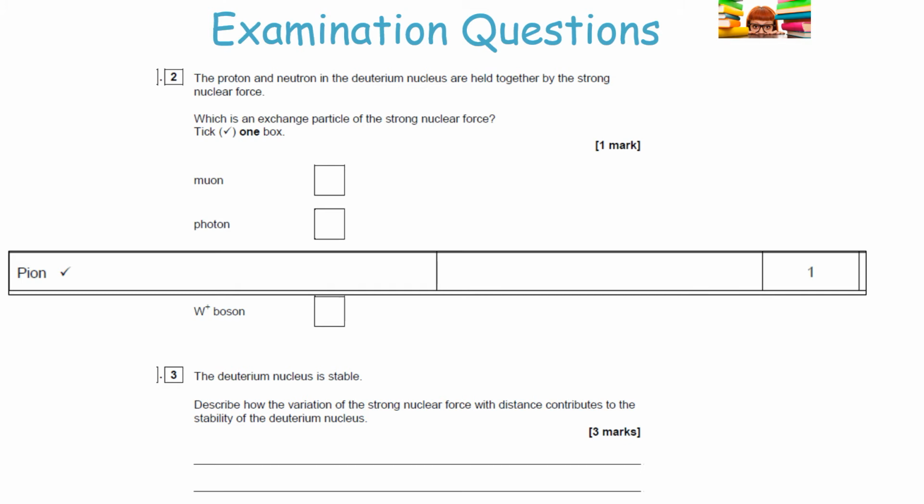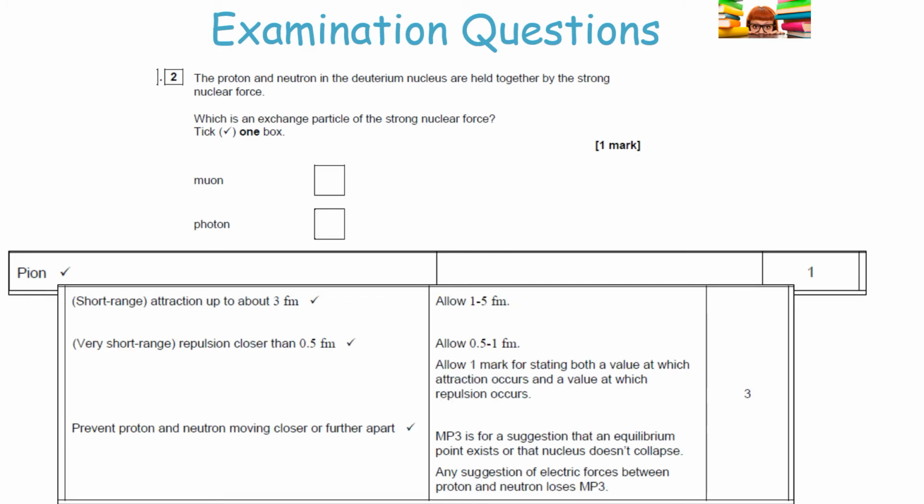The next one, the deuterium nucleus is stable. Describe how the variation of the strong nuclear force with distance contributes to the stability of the nucleus. So what you've got to do is know some key facts about the strong nuclear interaction. Firstly, it's attractive up to about 3 femtometers. Beyond 3 femtometers, it tends to 0. There's nothing there. But at very, very short ranges, close to 0.5 femtometers, there is repulsion.